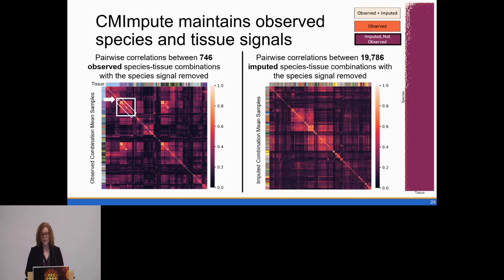Once again, while we cannot directly compare the observed data to the full imputed data set, it still exhibits the correlation patterns we'd expect, particularly between similar tissue types and higher correlation within the same tissue types. This shows that the imputed data matches patterns we'd expect based on the observed data, and that the differentially methylated regions I showed on the last slide are strongly associated with tissue signals, and that we are capturing both species and tissue signals in this imputed data.